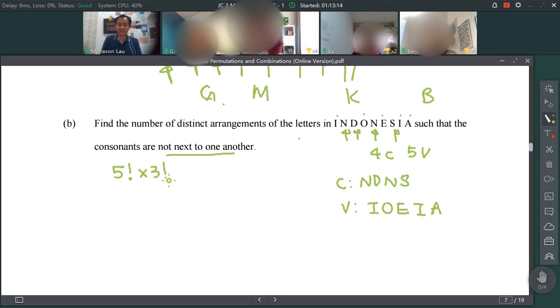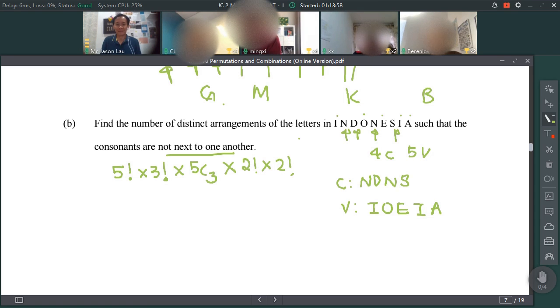Then times where is C4? Times 5 choose 3. Okay. That's all. Any more? Times 2 times 2 factorial times 2 factorial. Wow. Yeah, that's all.